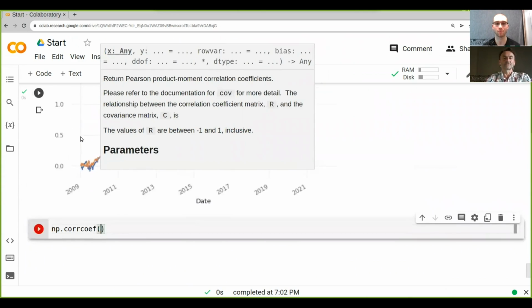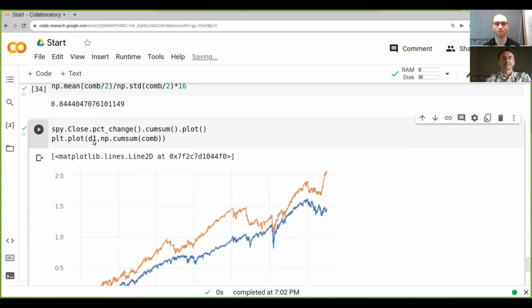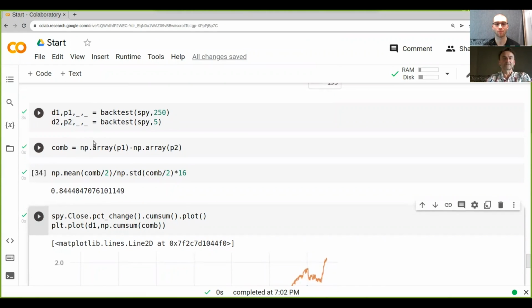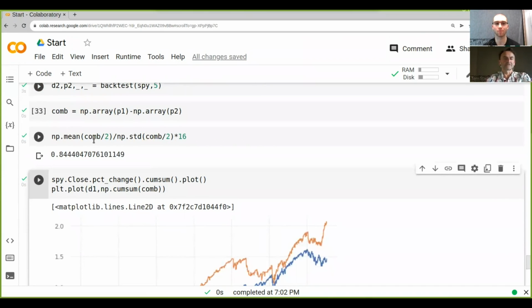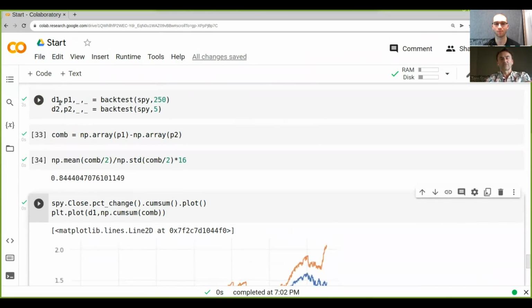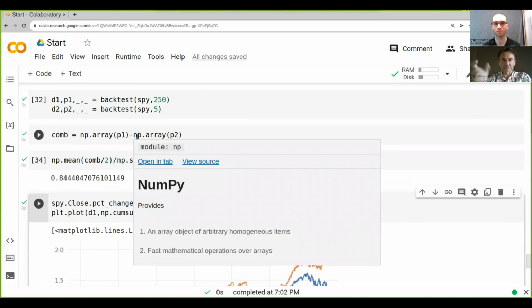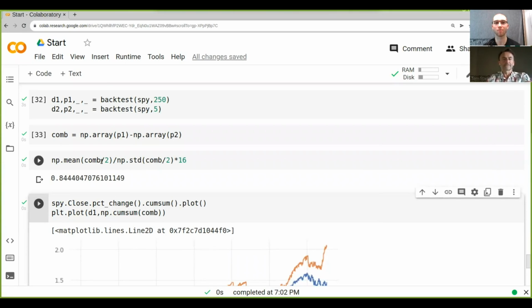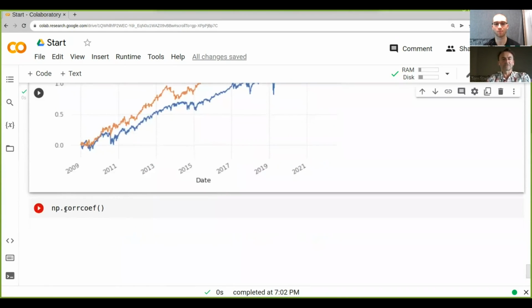It's basically the correlation coefficient. What we need to do is take our strategy results and wrap them into this function. You remember we look at these outputs here, D1 and D2, or P1 and P2. They're basically the returns of our strategy. And then we calculate the combination of the two, which is just a subtraction, because the second strategy goes short and effectively always gets reversed. Then we can wrap this into the covariance matrix.